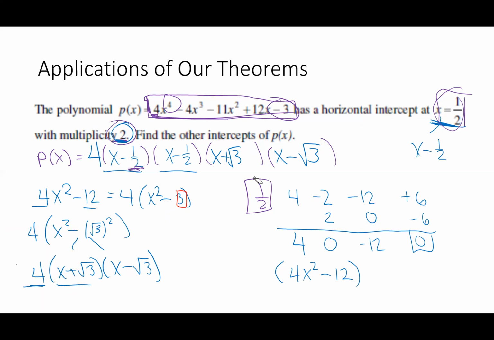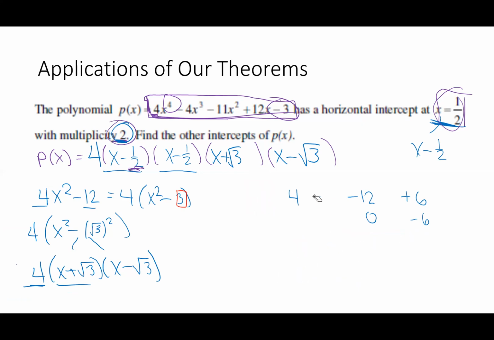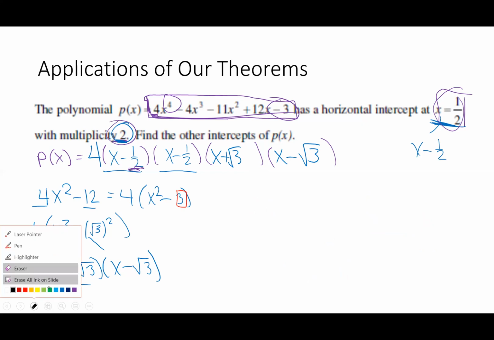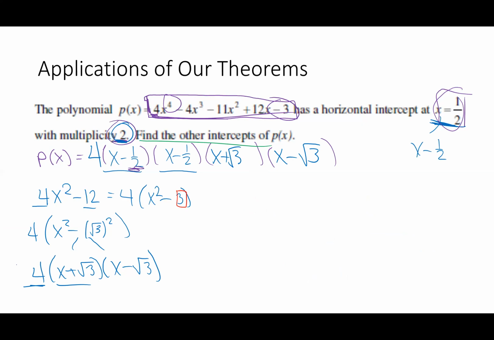This is awesome. So now what I get to do, I've completely factored this thing without doing any actual factoring, which is nice because sometimes it feels like that's all we do anymore. Keep in mind, what I want to do is find the other intercepts. I already know that I've got one of those horizontal intercepts at (1/2, 0), because that's what we were given. Now I'm going to set each of these remaining factors equal to 0.